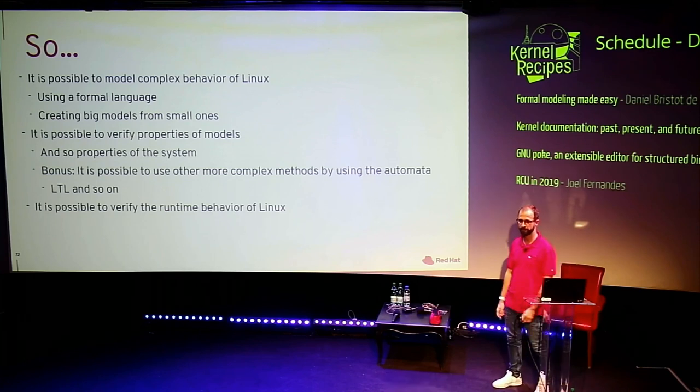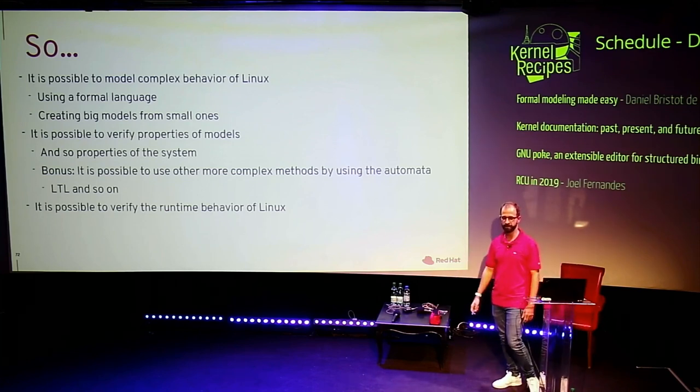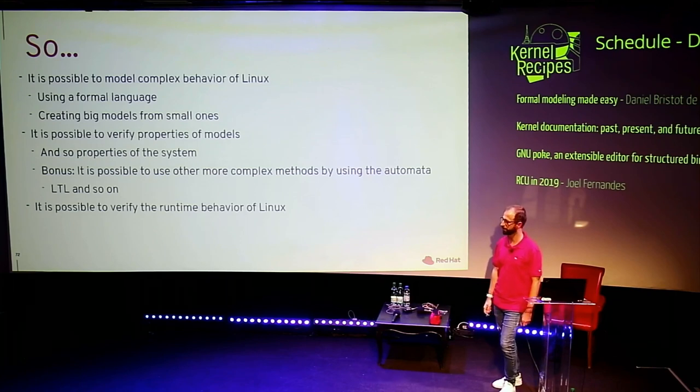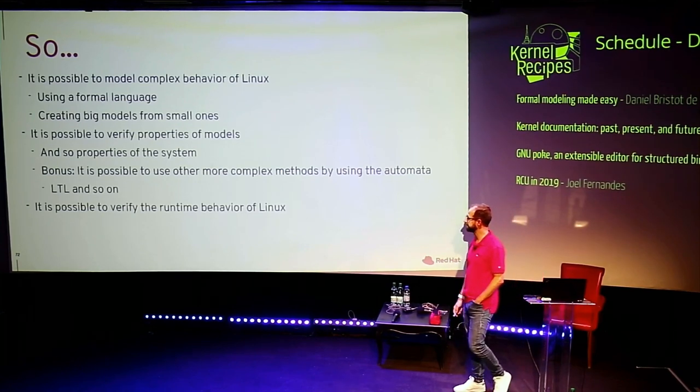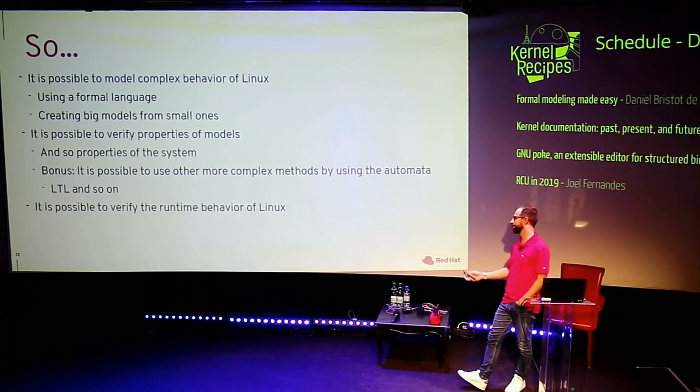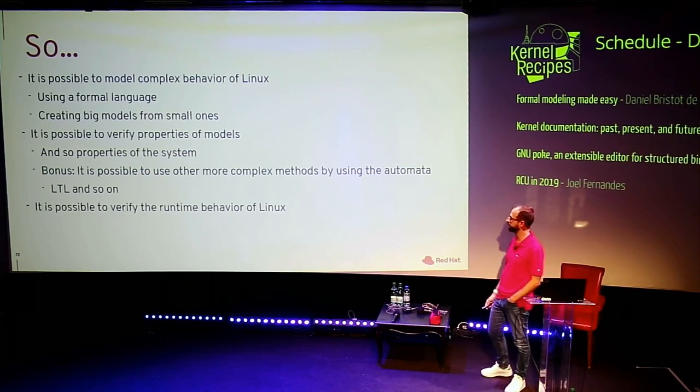But in my case, I'm interested now in checking the runtime behavior of Linux, and it's possible to do it by hooking to trace, not having to talk to Thomas asking to add more code to PREEMPT_RT, and it can run in production because it doesn't affect that much. It affects as much as the things that we already run in production.